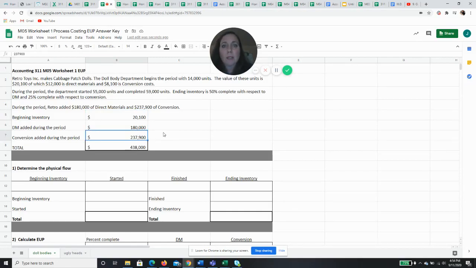Okay, so these are the costs that were in WIP this period. Some of them are going to get transferred to finished goods or to the next department, and some of them are going to stay as ending inventory.